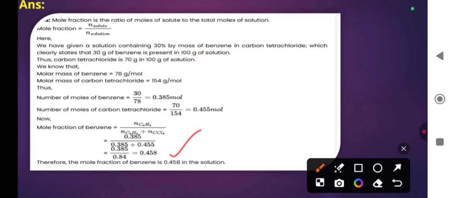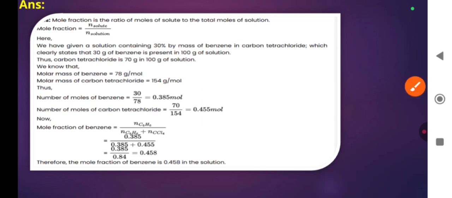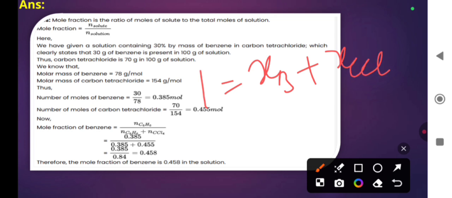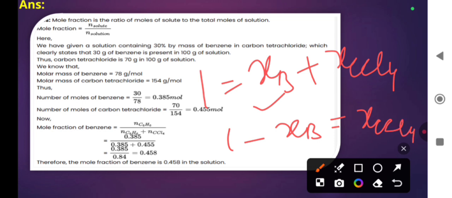Suppose they ask you to also calculate the mole fraction of carbon tetrachloride, then how can you solve? You should know that the sum of mole fractions of all components is always equal to 1. So mole fraction of benzene plus mole fraction of carbon tetrachloride is equal to 1. If you know the mole fraction of one component, then the other you can solve easily. So 1 minus mole fraction of benzene gives the mole fraction of CCl4. This is the shortcut, so you can solve this way also.